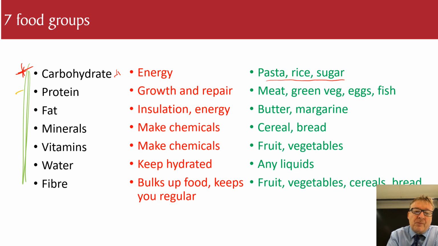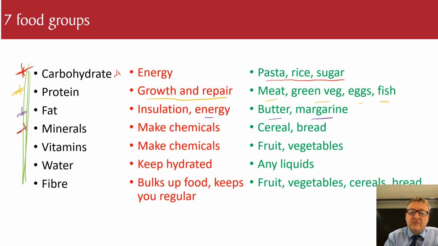Proteins: their main role is for growth and repair. The best sources of proteins are meat, green veg, eggs and fish. Fats are for insulation and energy. Good sources are things like butter and margarine.